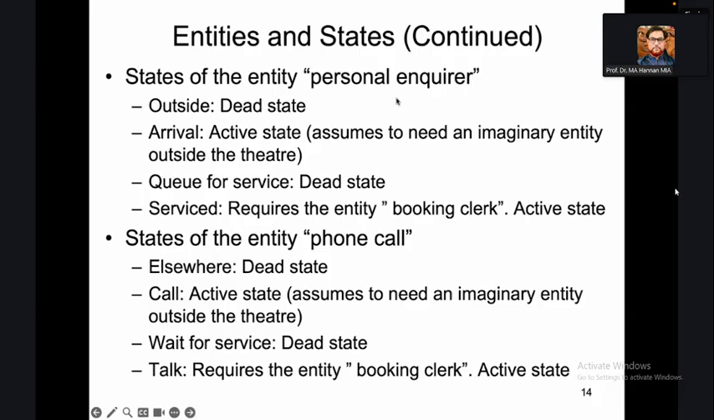State of the inquirer means he is in dead state when the person is outside of my booth.